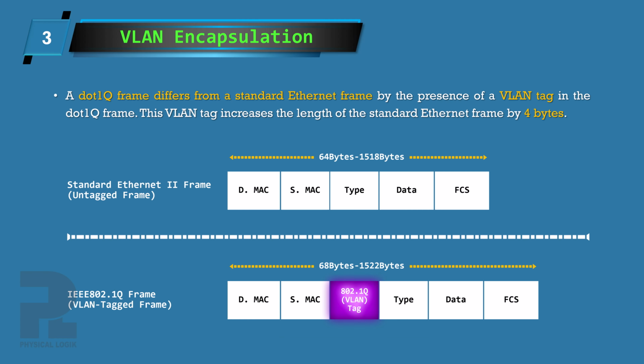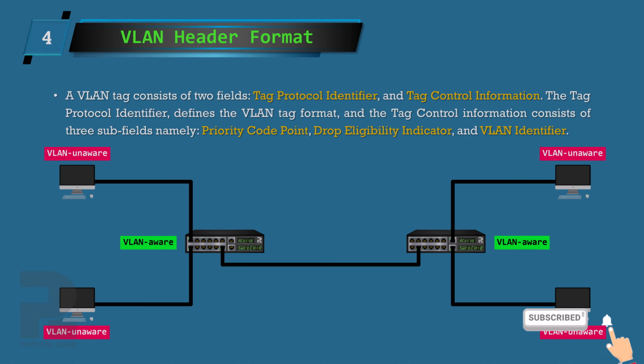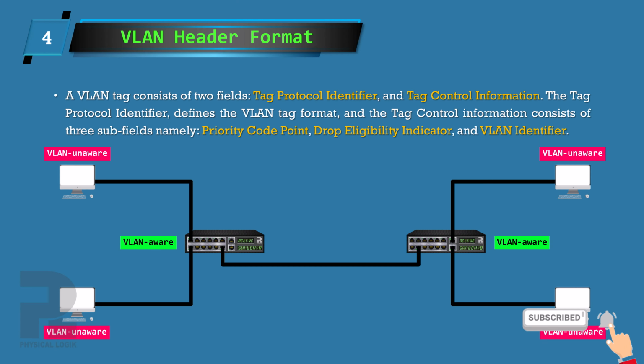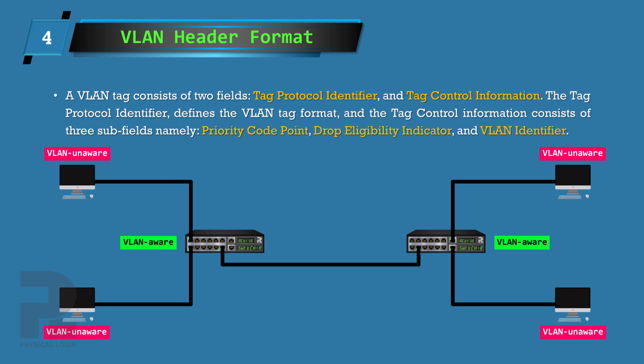The VLAN tag is a 4-byte field that enables VLAN-aware devices on a network to confine a frame within the VLAN on which it was received. In this illustration, PC A and PC B on switch A and switch B respectively are attached to VLAN 100, and PC C and PC D in a similar fashion are attached to VLAN 200.